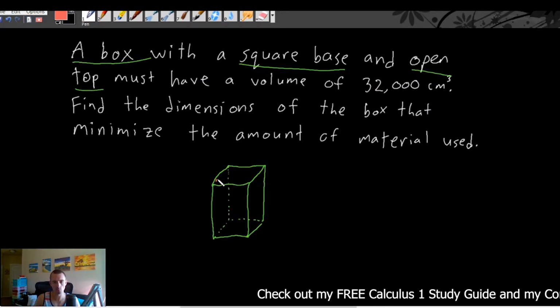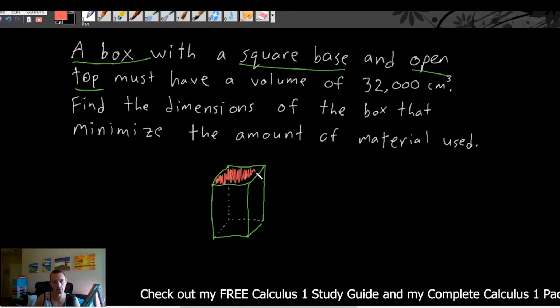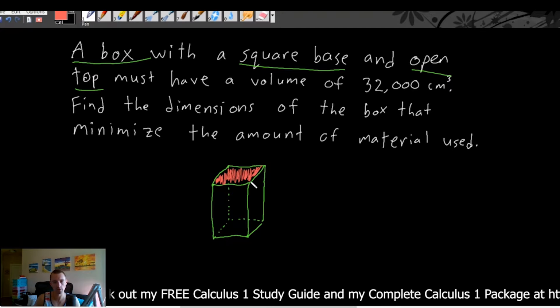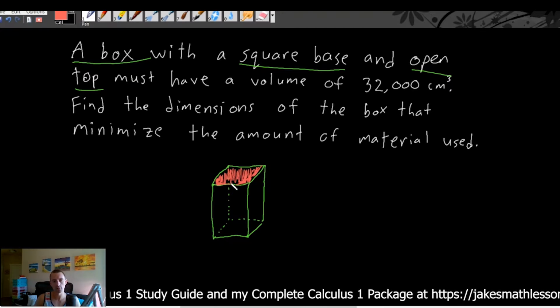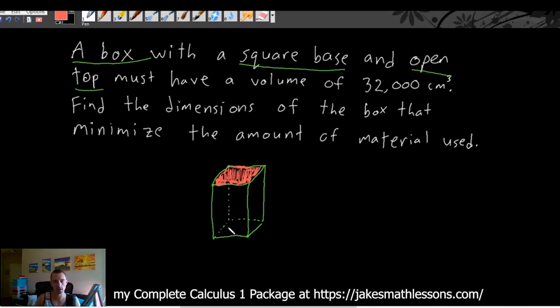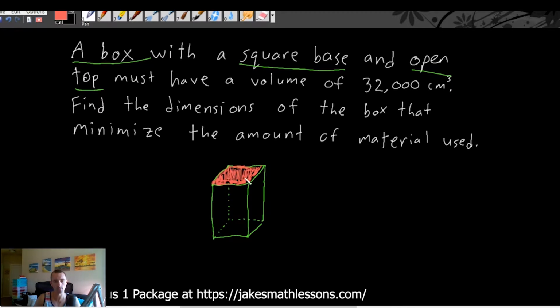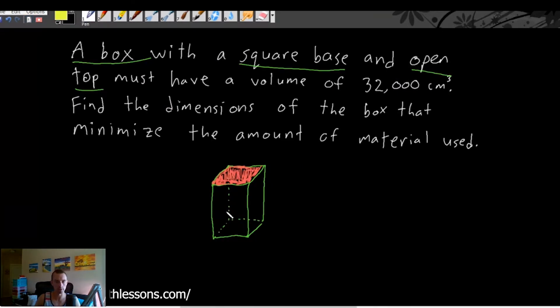So we don't have to worry about the cardboard that's going to be needed to fill in the top of the box, because the top is open. All we really need to think about here is the cardboard that we need to build the four sides of the box and the bottom of the box. So we don't have to worry about this red face, the top of the box. We can ignore that. But what we want to do at this point is label our drawing, like I said.